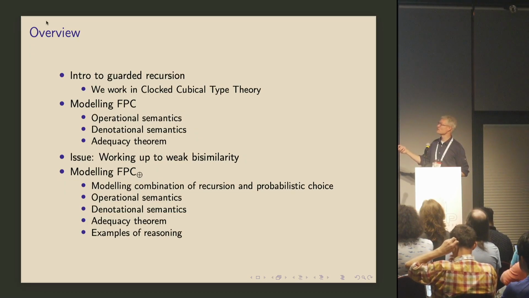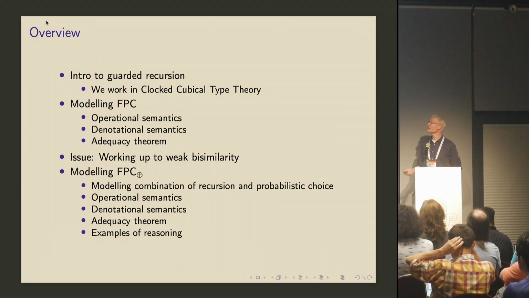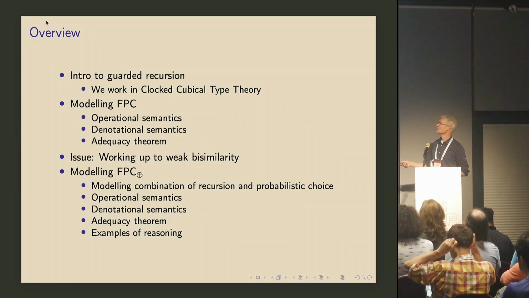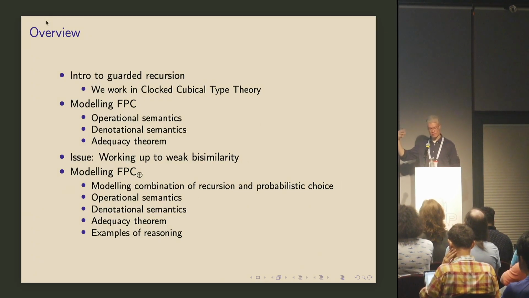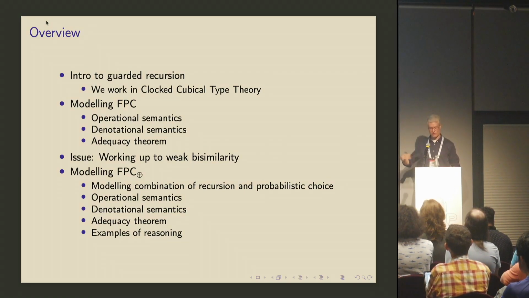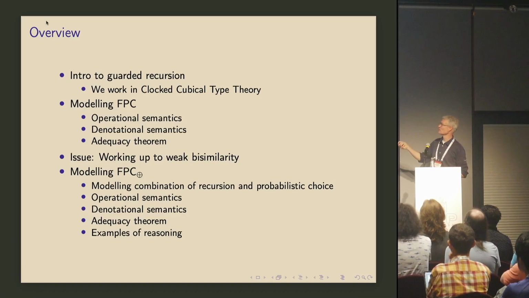And I'll do it first for FPC, which is the simply typed lambda calculus extended with recursive types. And then I'll do it for FPC extended with probabilistic choice. And there's an issue here of working up to weak bisimilarity, the thing I was mentioning before, that we count the steps. We want to equate things that are weakly bisimilar, so compute the same thing up to just a finite number of steps. Okay, and so I'll do this first for FPC, and then I'll do it for this one here. And in the end, there will be a few examples of reasoning using our results for probabilistic programs.